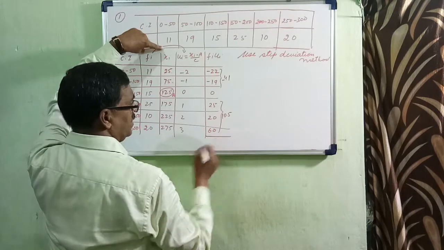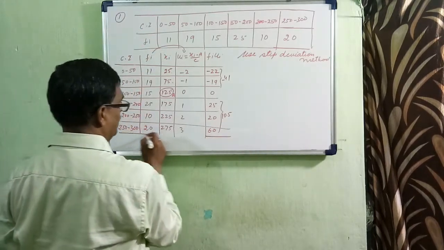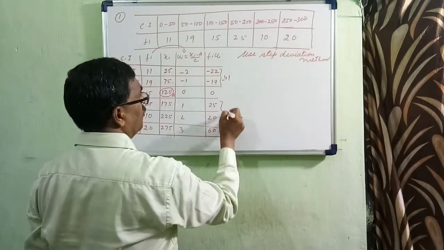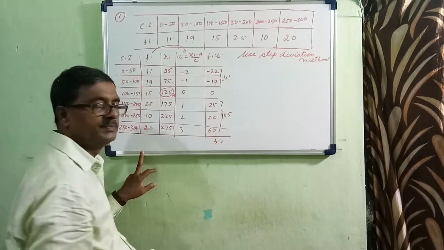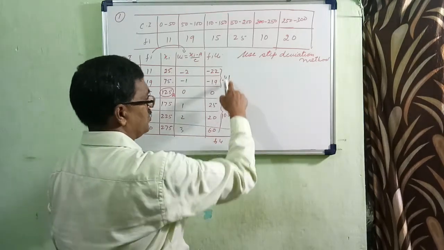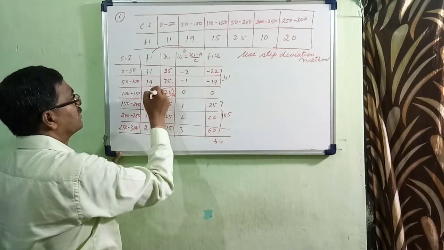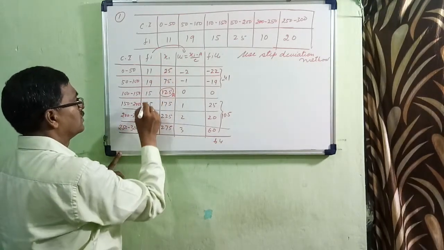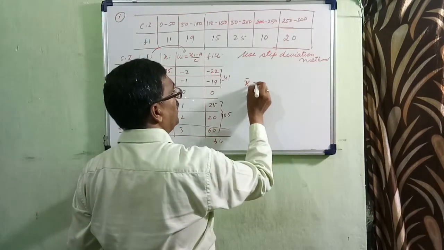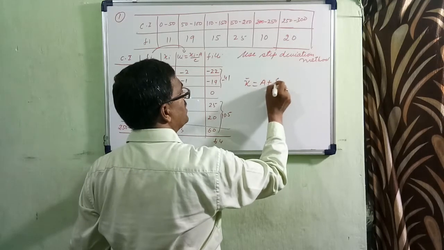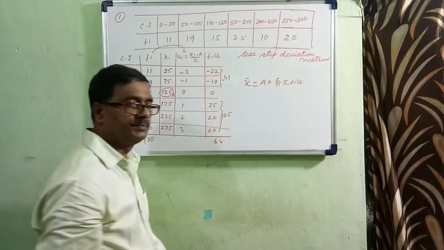And then what is the total? The total will be equal to how much? 5 minus 1, 4, 10, 4, 6. And what is the sum of FI? 100. Now therefore, X bar is equal to A plus C by N sigma FI UI.